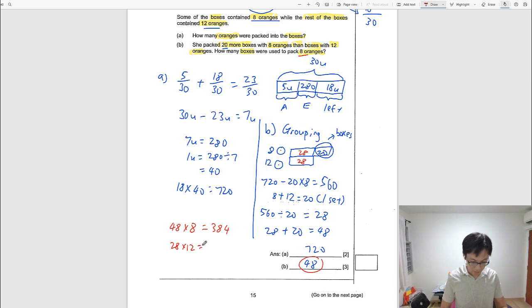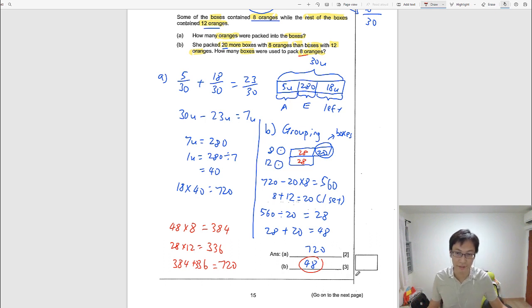Okay, if you take 28 times 12, you'll get 336. And now when you add together 384 plus 336, you should get back 720, right, which is the answer for part A. So with this, we know that the answer is definitely correct.